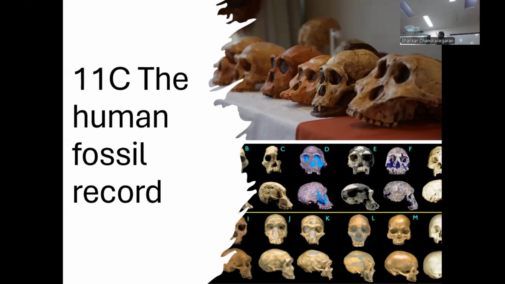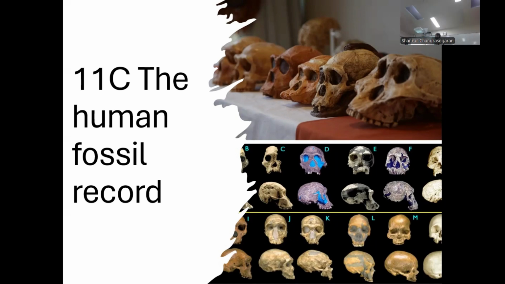So today's lesson, we're going to look at the human fossil record. So far, we've looked at the evolutionary history of Homo sapiens, going all the way back from mammals coming into hominins. And in our last lesson, we looked at how different hominins emerged throughout our evolutionary history and how we are related to each and every one of them.